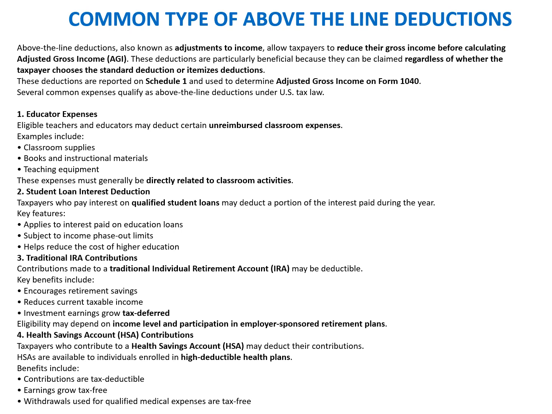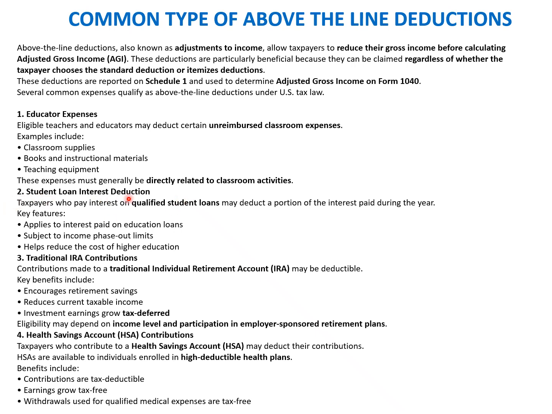Okay, now we'll talk about the types of above the line deductions, and we'll talk about each of them in a bit more detail. First is the educator expense. This is for teachers and educators, who may deduct certain unreimbursed classroom expenses. For example, classroom supplies, books and instructional material, and teaching equipment. These expenses must generally be directly related to the classroom.